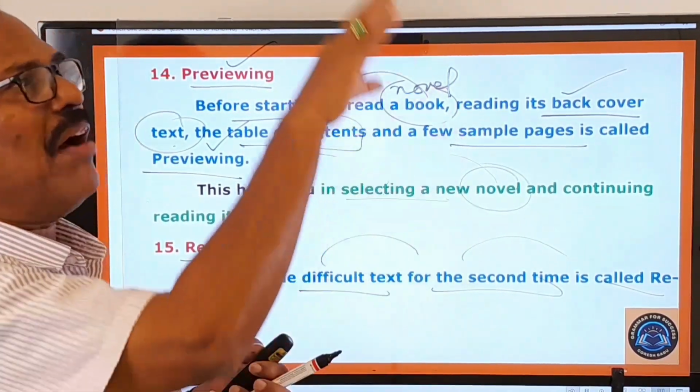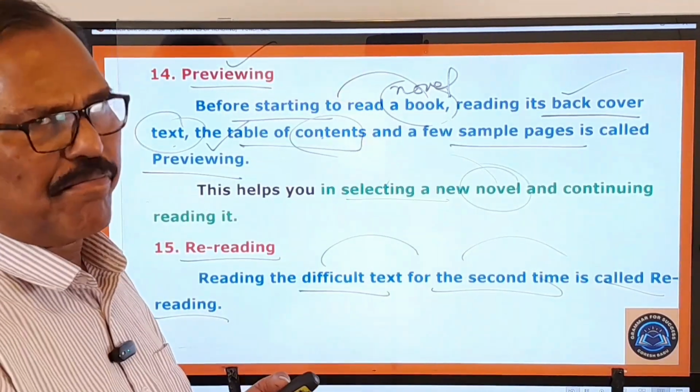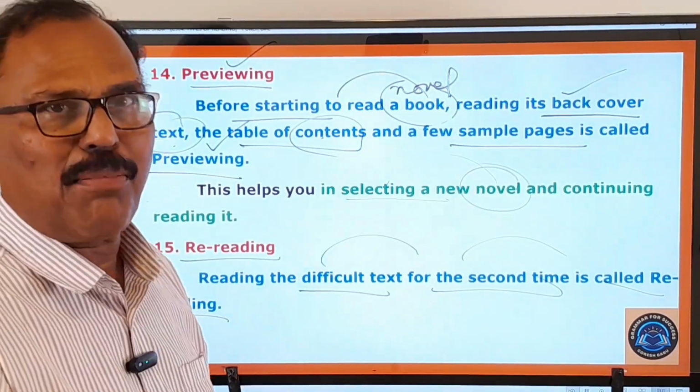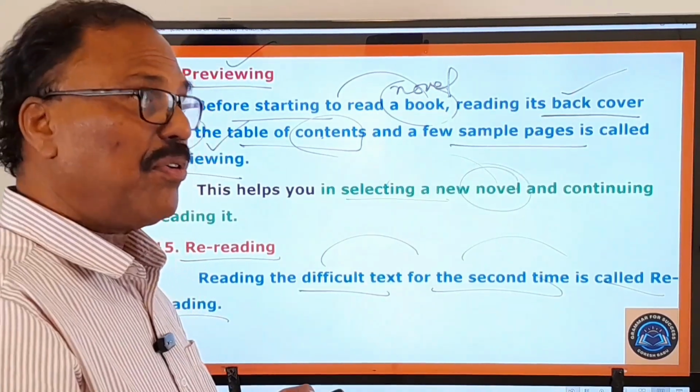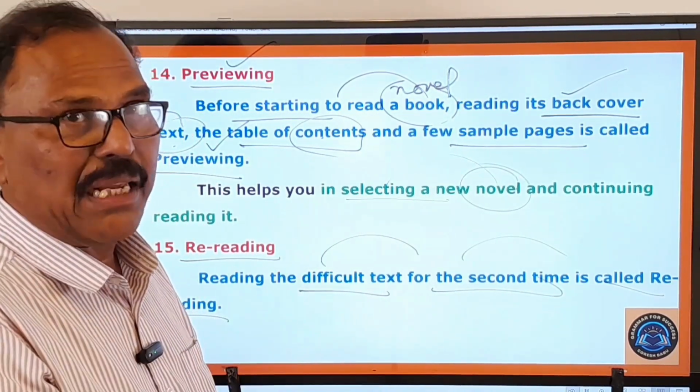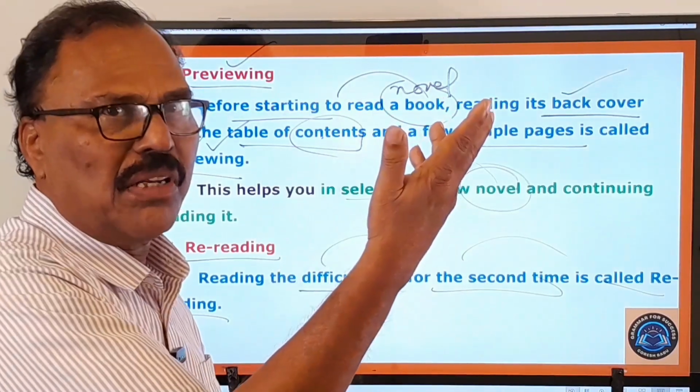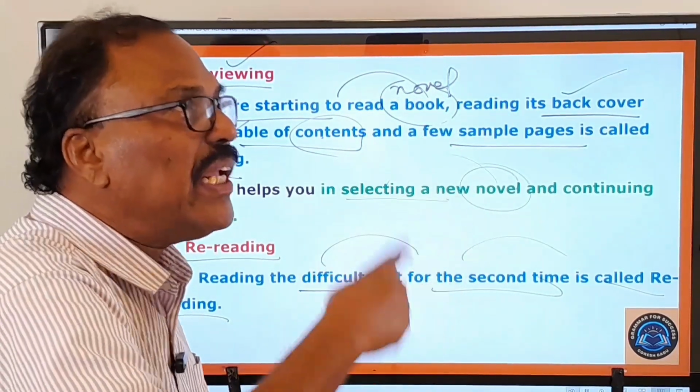For example, you have read the poem Ozymandias. For the first time, you have not understood anything about that poem. What do you do? Then you go for the second reading. Even if you don't understand the second time also, what do you do? You go for a third time, fourth time. So like that, that is called rereading.